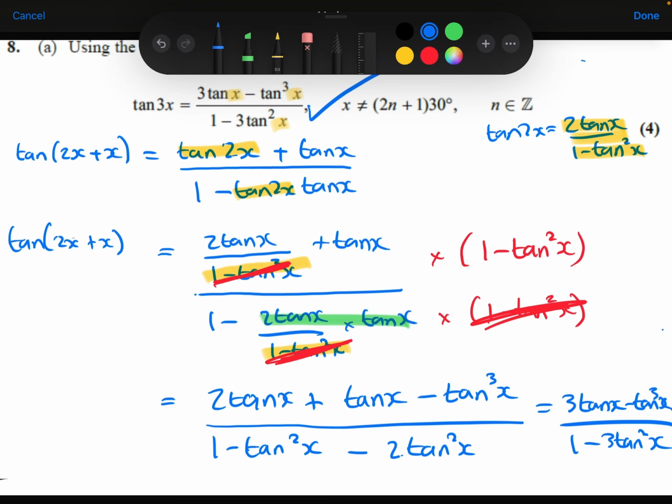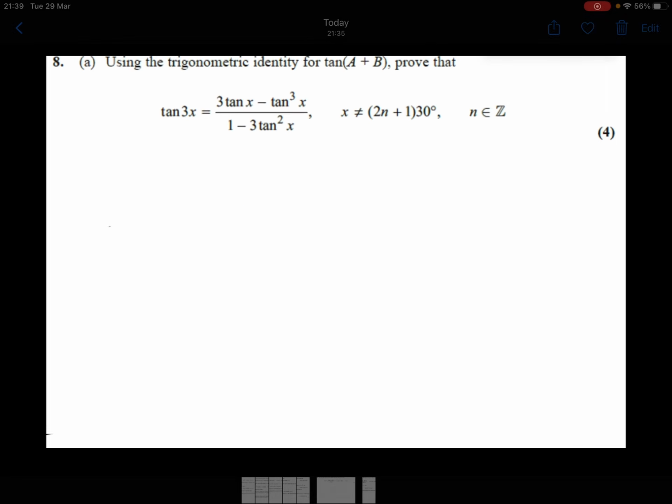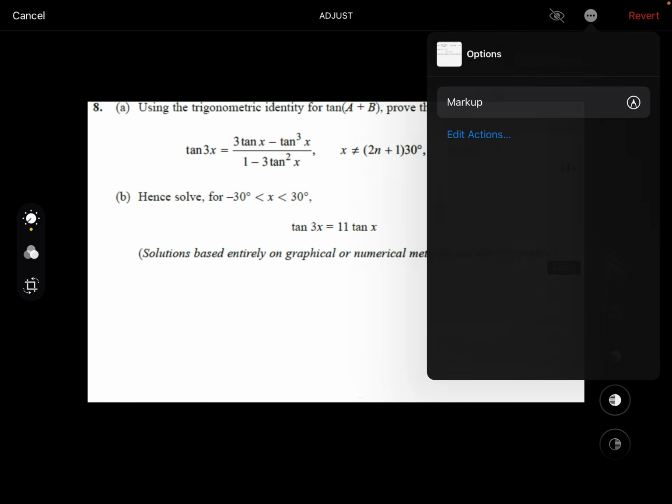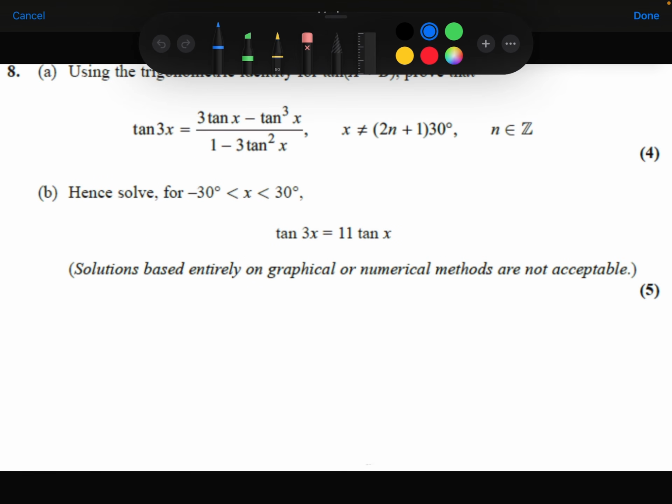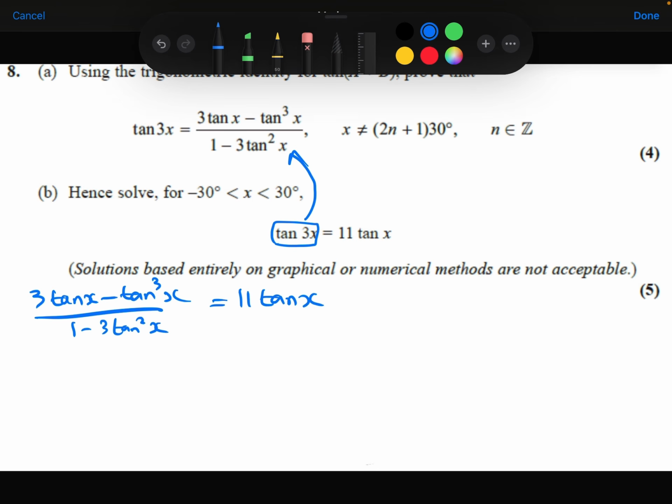So that's part A. Let's move to part B. Hence, solve between minus 30 and 30, tan 3x equals 11 tan x. So it says hence, so obviously I'm going to take this and I'm going to replace it with what I just did. So (3 tan x minus tan cubed x) over (1 minus 3 tan squared x) is equal to 11 tan x.